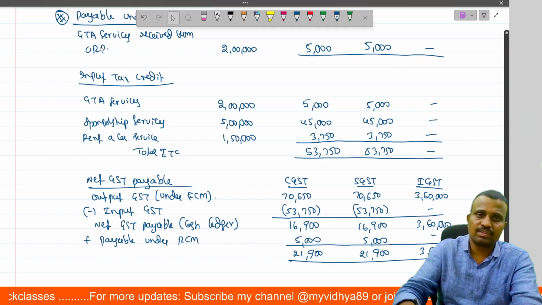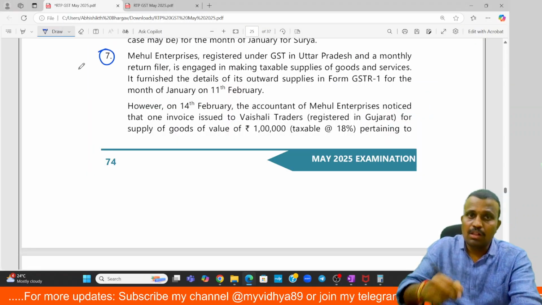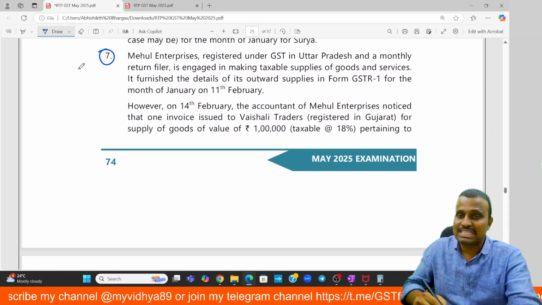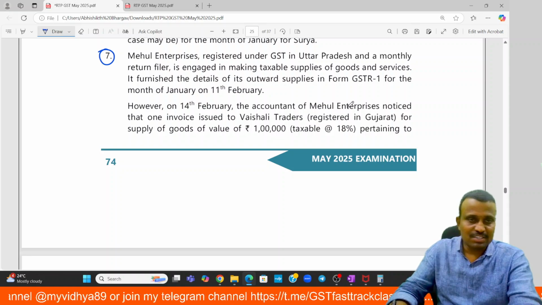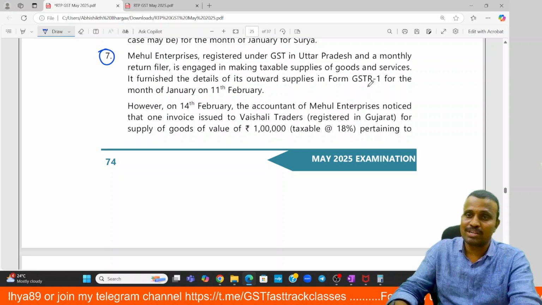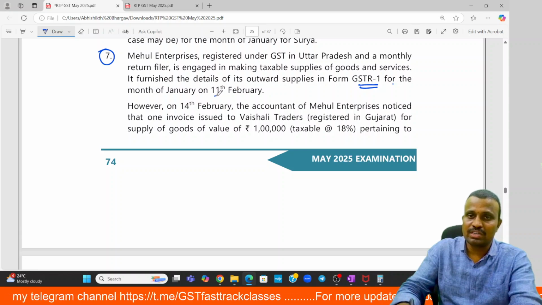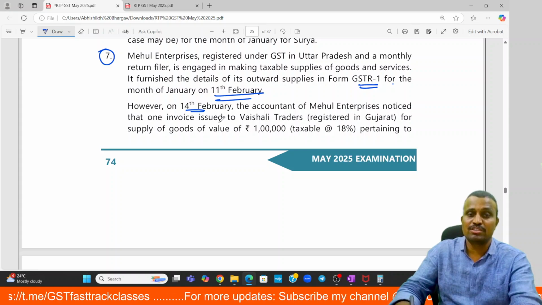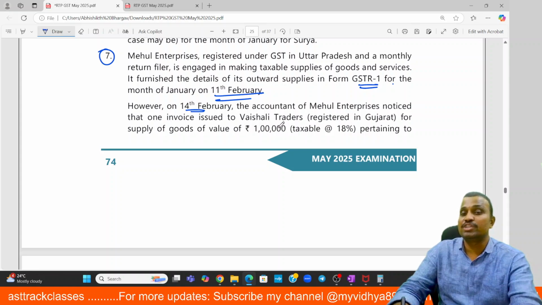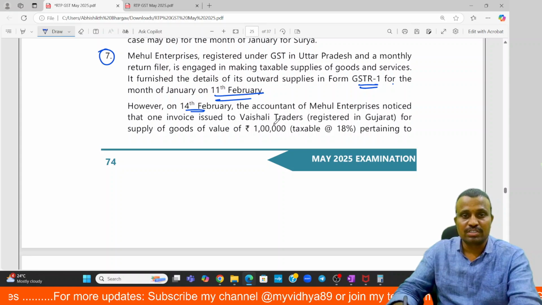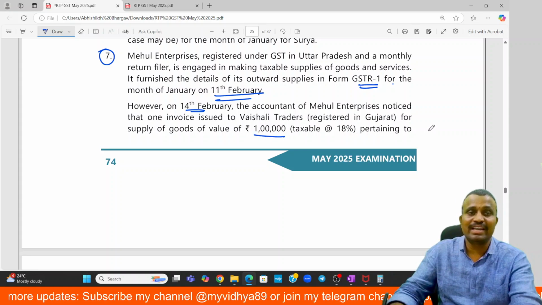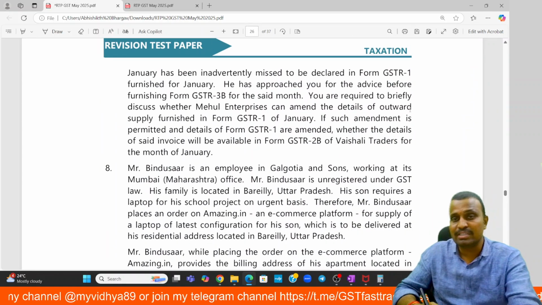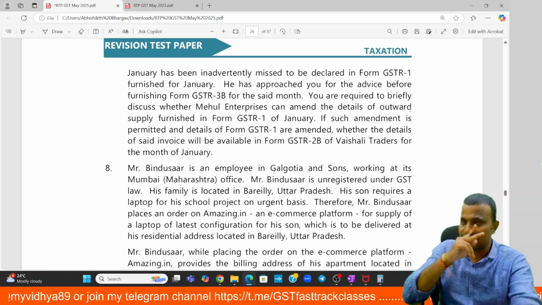Next, coming to the seventh one. Mehul Enterprises, registered under GST in Uttar Pradesh and a monthly return filer, is engaged in making taxable supplies of goods and services. It furnished the details of its outward supply in Form GSTR1 for the month of January on 11th February. However, on 14th February, the accountant noticed that one invoice issued to Vaishali Traders registered in Gujarat for supply of goods of the value 1 lakh taxable at 18%, pertaining to January, has been inadvertently missed to be declared in Form GSTR1 furnished for January.